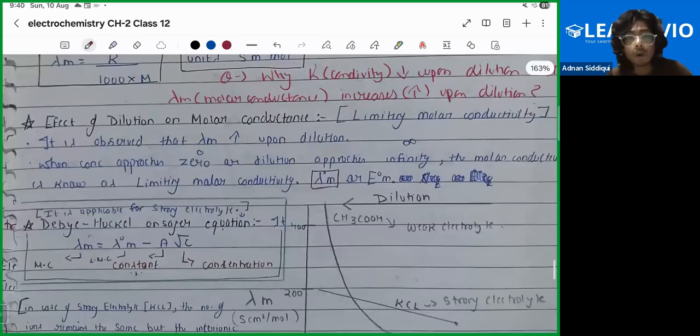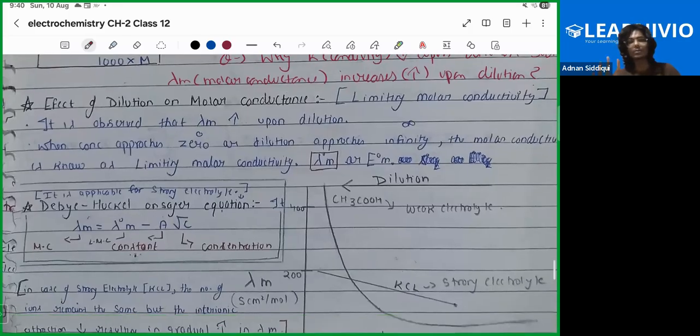Now let us talk about the effect of dilution on molar conductance. As we already see, it is observed that molar conductance increases upon dilution. What could be the reason? I am not going to tell you the reason. You have to find it yourself. I will ask you in the next class. Note it somewhere.